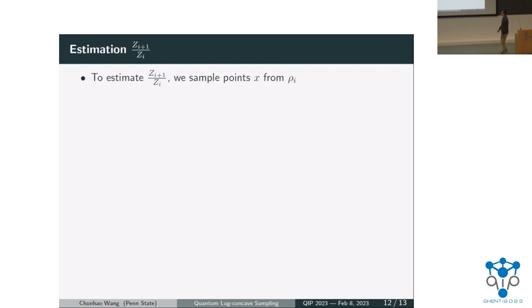To estimate each ratio, we just sample points according to the distribution rho sub I. It turns out that this ratio is the expectation of some random variable g sub I, where g sub I is defined in this way.